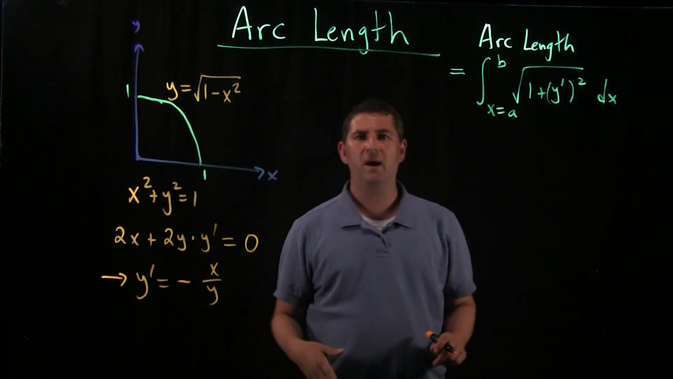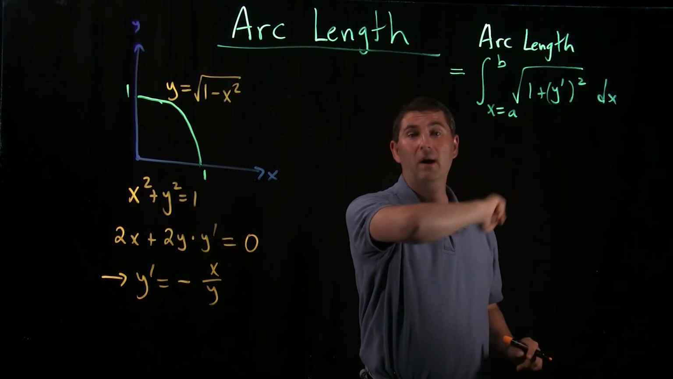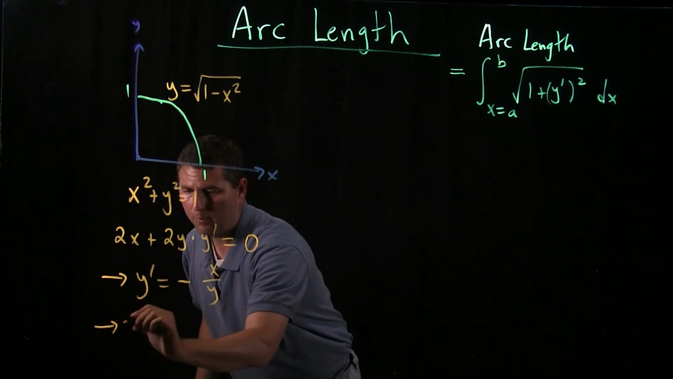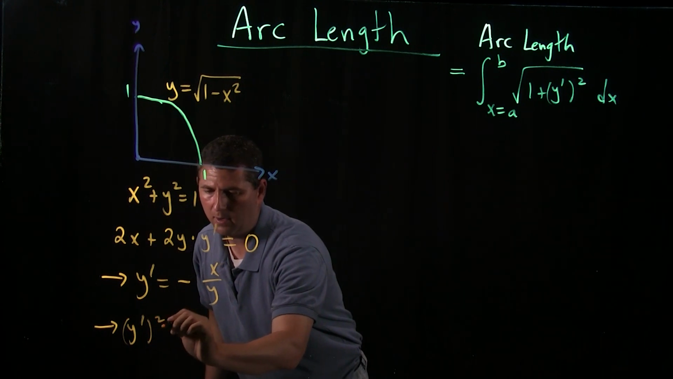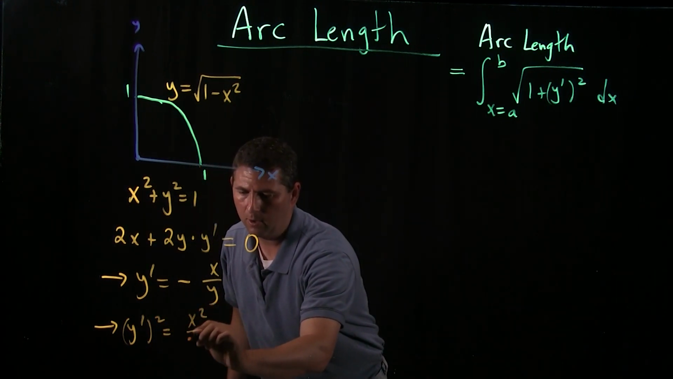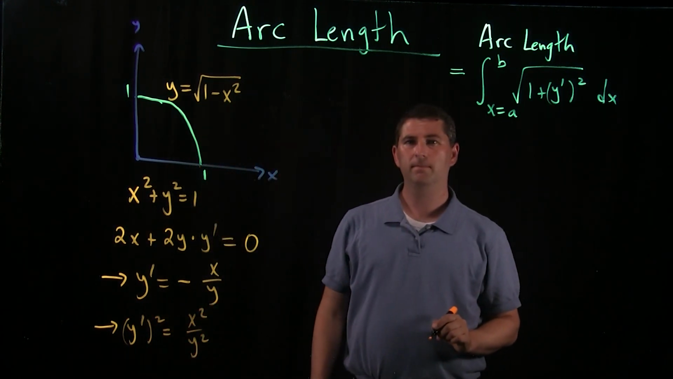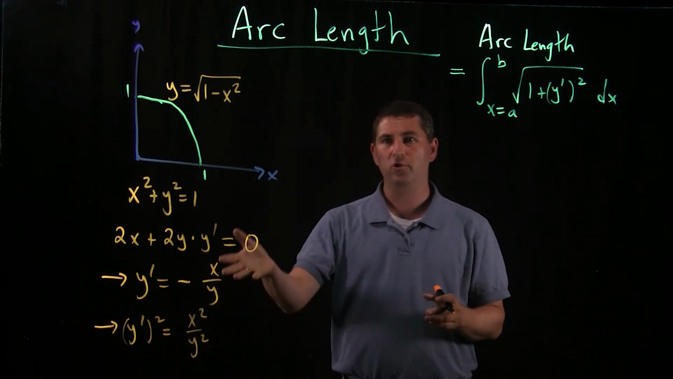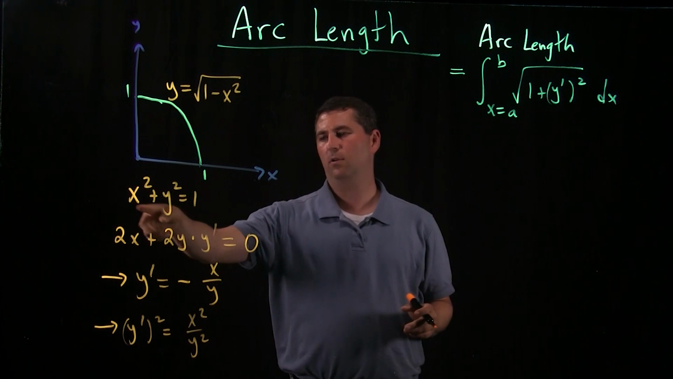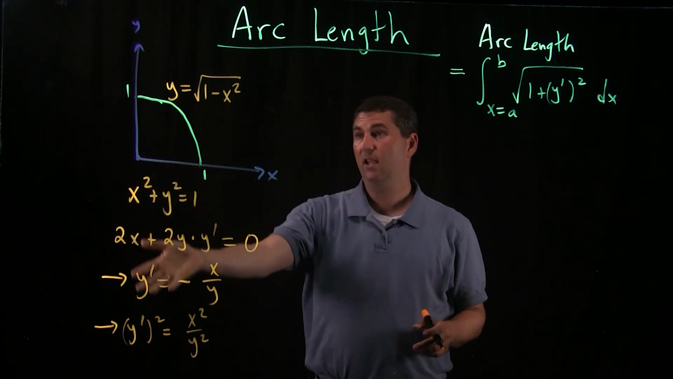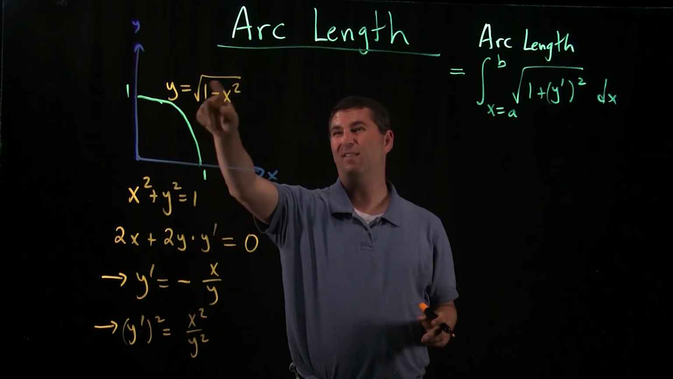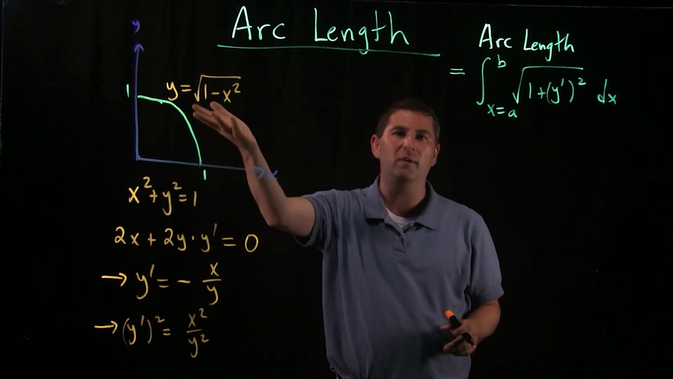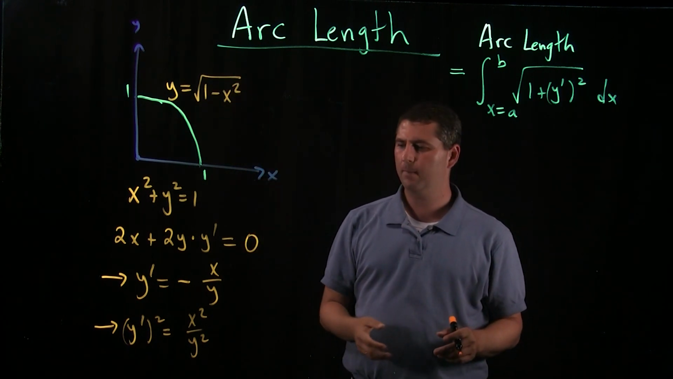Okay, that negative doesn't bother me too much because I know I need to square the y prime. So y prime squared is going to be x squared over y squared. This is a little easier approach when you have a function given implicitly, actually taking the derivative instead of having to solve for it. You can do it, of course. It's just a little nastier over there.